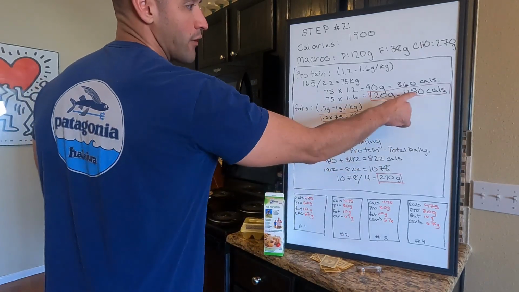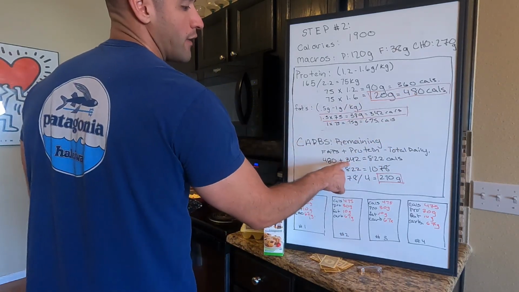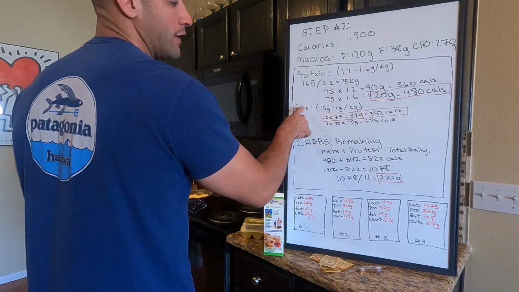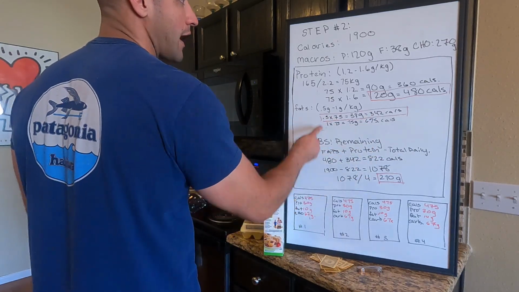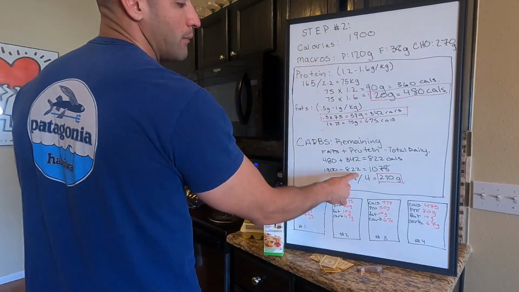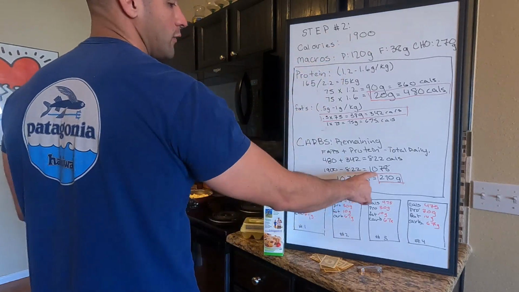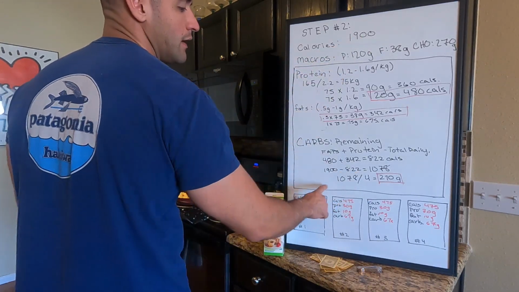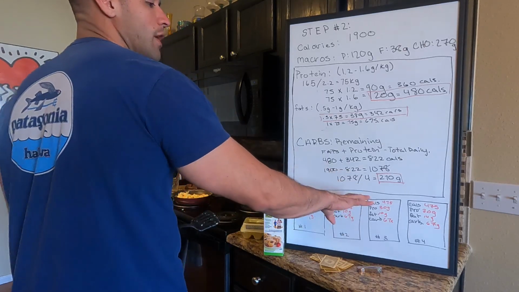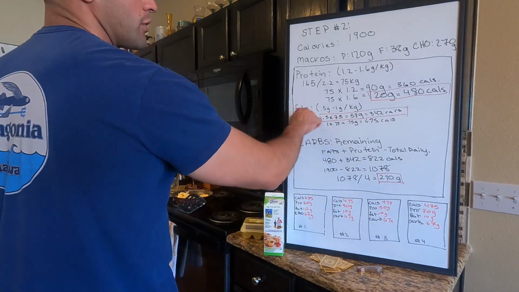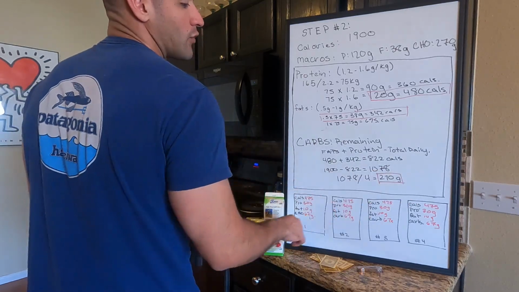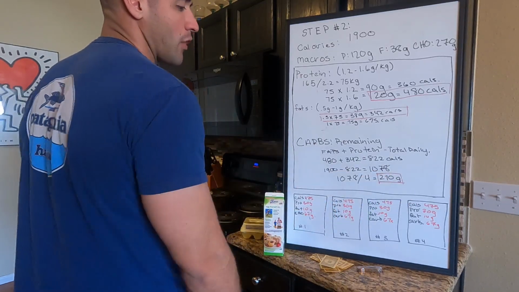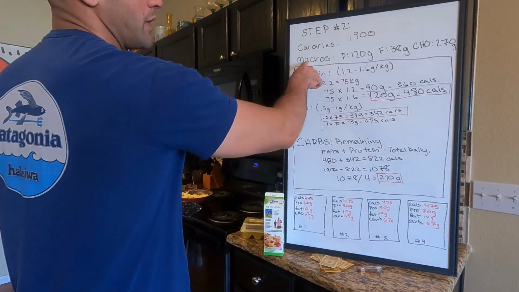So 480 calories are coming from protein and 342 calories from dietary fats. That gives us 822 calories. We started with 1,900 calories, and minus 822 gives us about 1,078. There are 4 calories per gram of carbohydrate, 9 calories per gram of fat, and 4 calories per gram of protein. That gives us about 270 grams of carbohydrate. All right, so then we have our macros up here.